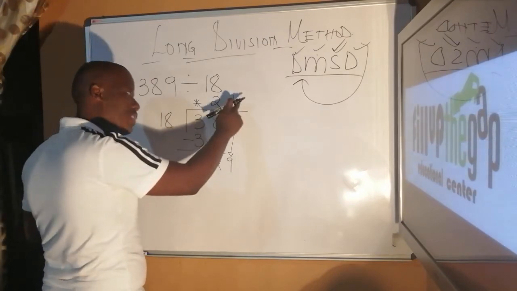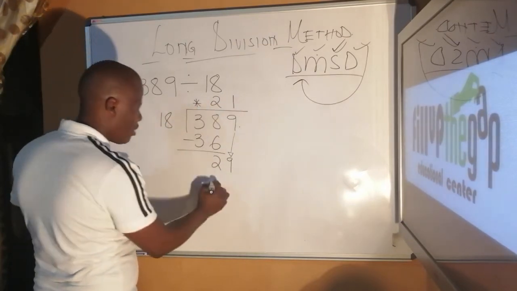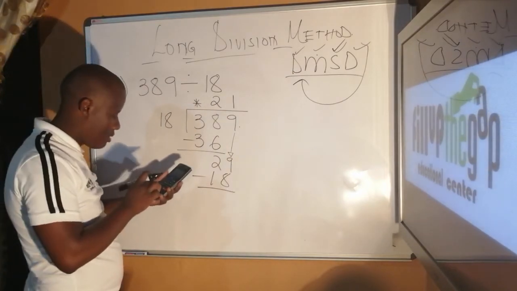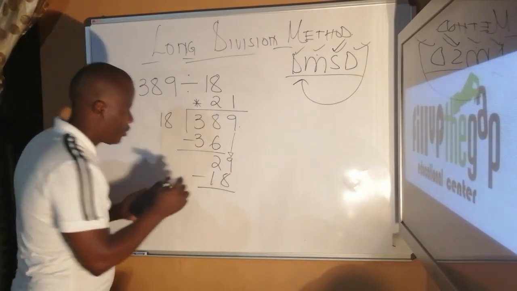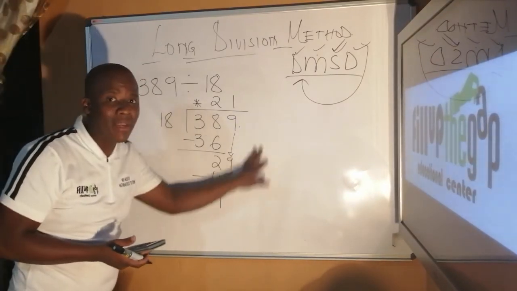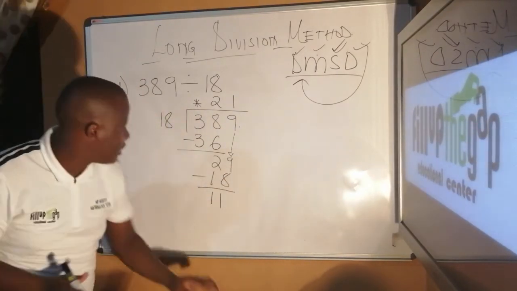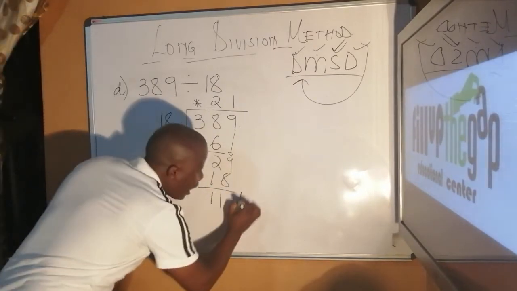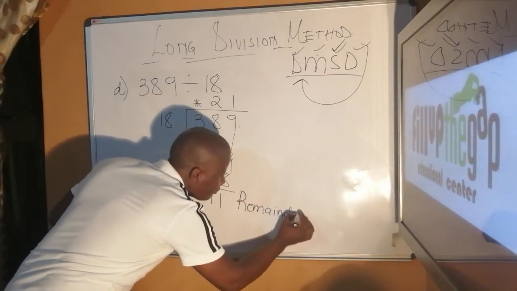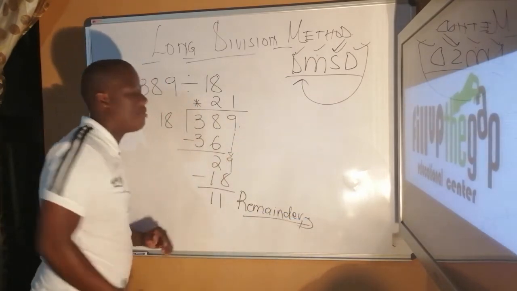Alright? And from there you say 1 multiplied by 18 is going to be 18. And then from there you subtract. Then 29 minus 18 is going to be 11. So we don't have any other number here. This means that 11 is our remainder.